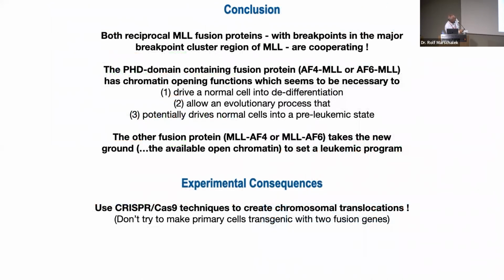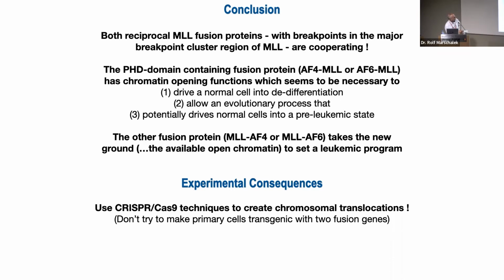Okay, so I conclude this one before I come to the last one. What we show is that these fusion proteins are really cooperating with each other. And the PHD domain containing fusion protein, which is either AF4-MLL or AF6-MLL, or in our model the extended MLL-AF6, they have the chromatin opening function. And this is important to drive a de-differentiation process. It allows an evolutionary process, and it potentially drives these cells into the pre-leukemic or leukemic state.